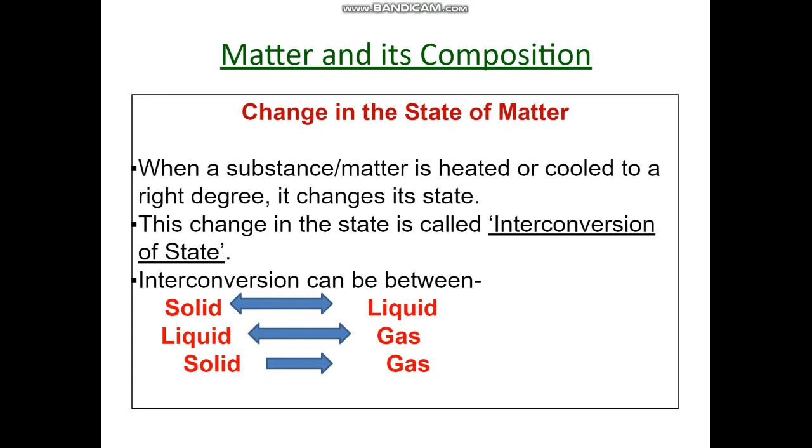Interconversion can be between solid and liquid. That means solid can be converted into liquid state of matter, and liquid state of matter again can be reconverted into solid state of matter. Then we can convert liquid state of matter into gaseous state of matter. Again we can convert gaseous state of matter into liquid state of matter.